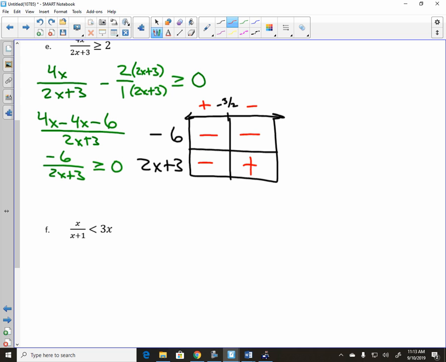Am I wondering where this thing is positive or negative? Positive due to the sign there, so we are going this way. The bracket says I include negative 3 halves, but the bottom says you can't include negative 3 halves. So therefore, negative infinity to negative 3 halves.